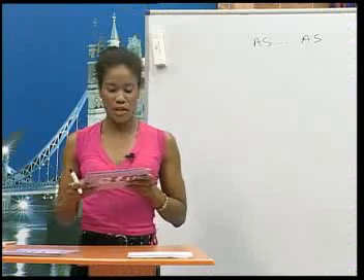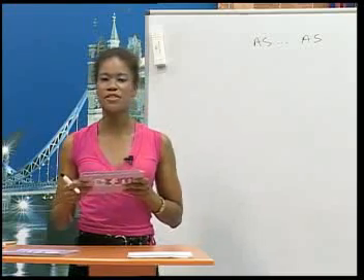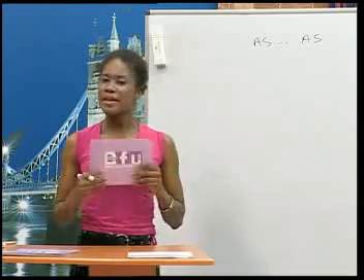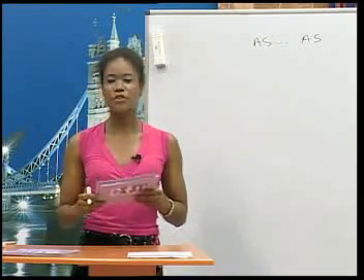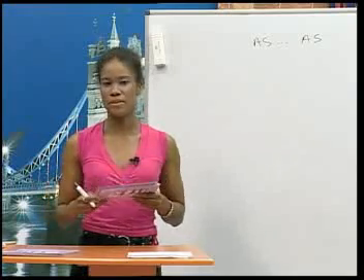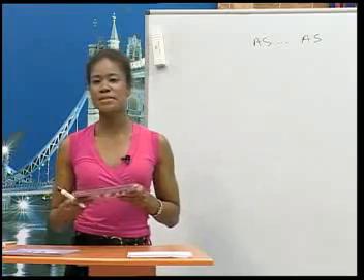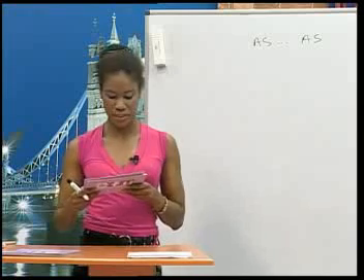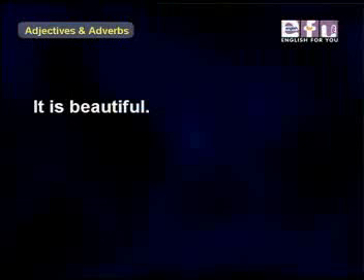So you can see beautiful, dirty, delicious, and new are adjectives. Now remember, adjectives describe nouns. They are usually in front of the noun. They come before the noun. And we also know that sometimes they follow the verb to be. Here are some more examples. It is beautiful.